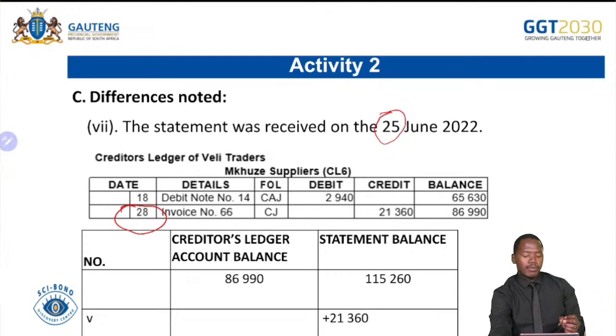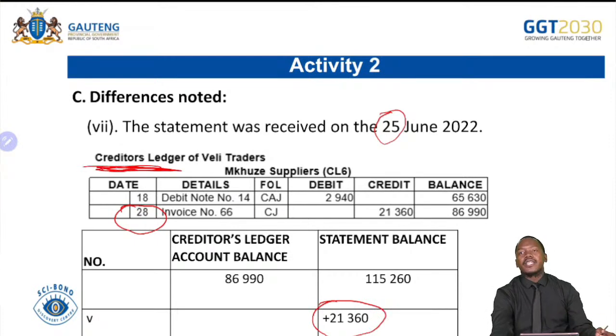So now, what we need to do, we will correct the statement balance by recording. Now, why are we recording on the statement? Because it appears on the creditor's ledger. It doesn't appear on the statement. So we correct. Why are we recording a plus sign? Because this is an invoice. If an invoice is not recorded at all, we need to add.